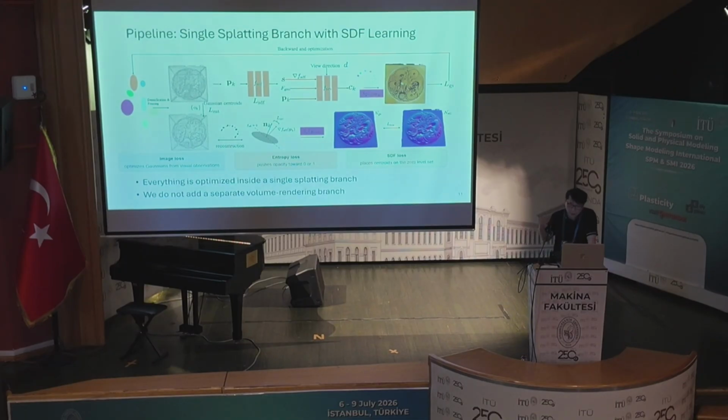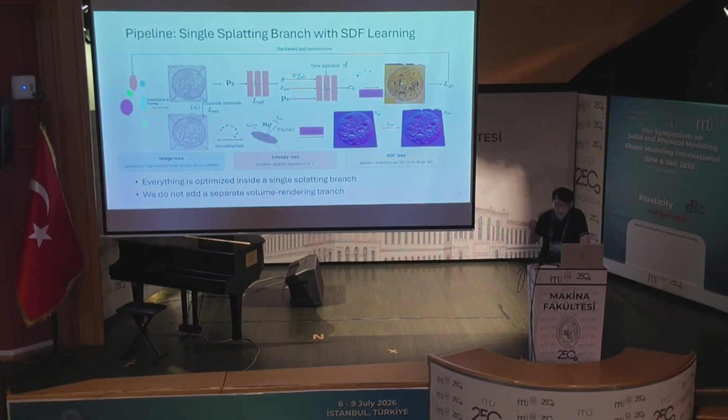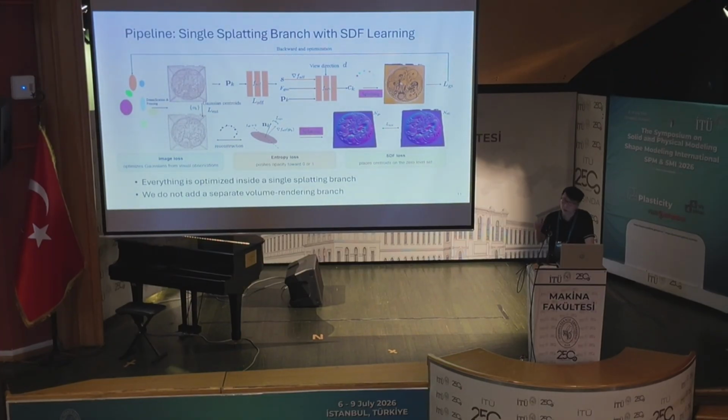Then the remaining Gaussian centroids are used for supervising the SDF zero level set directly. The SDF also provides useful information like normals and geometric features. So we feed these features into the appearance module to predict better view-dependent colors. Everything is optimized within a single splatting branch. We do not use a separate volume rendering branch.